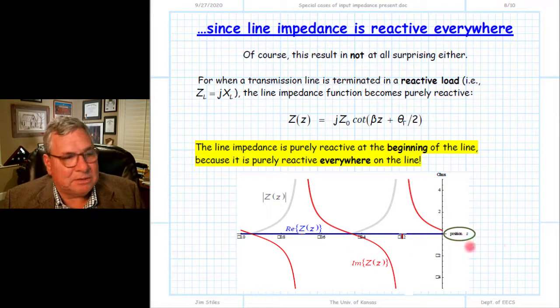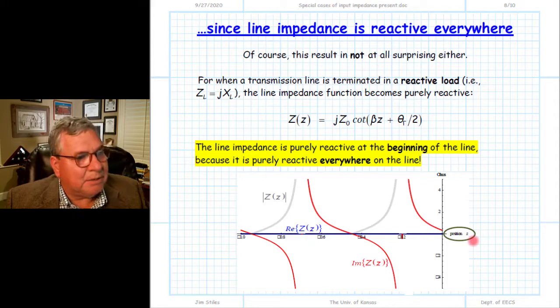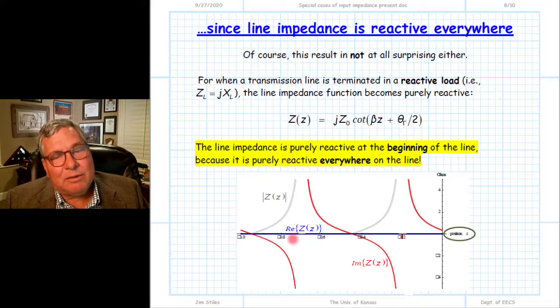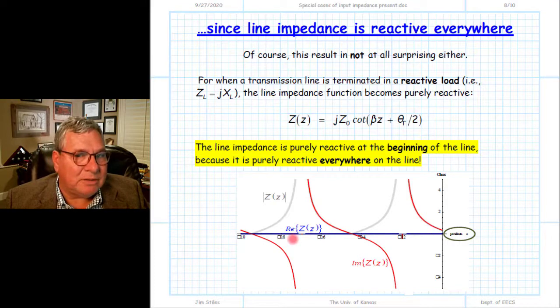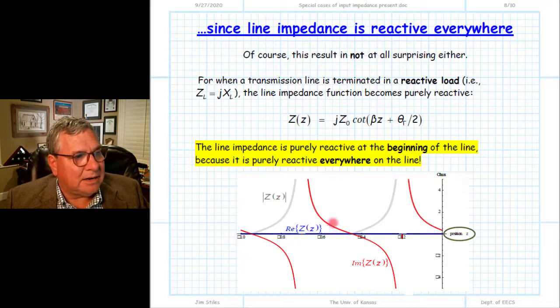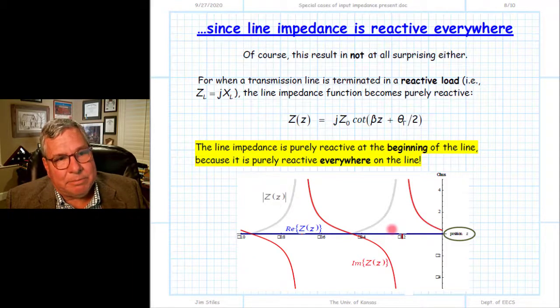Again, the input impedance of a transmission line depends simply on the length of the terminated transmission line. Wherever you cut the length of that line, whatever the line impedance value is at that location, that will become your input impedance. Cut it at different lengths and you'll get different input impedance values.